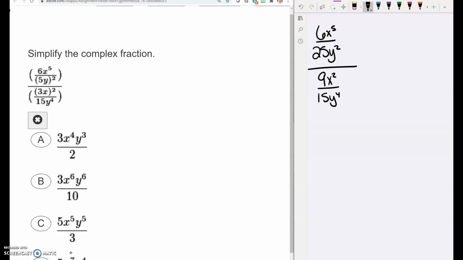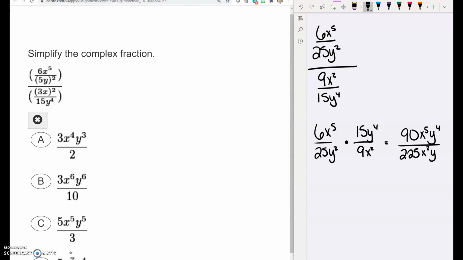Okay. With complex fractions, it's basically a division problem. Keep the first fraction the same, change the sign to multiply, and flip the second fraction. Then when you multiply across, 6 times 15 is 90, and we've got x to the 5th, y to the 4th. 25 times 9 is 225, and we have x squared and y squared. You can do 90 divided by 225 in your calculator to simplify that fraction. That gives you the fraction 2/5.